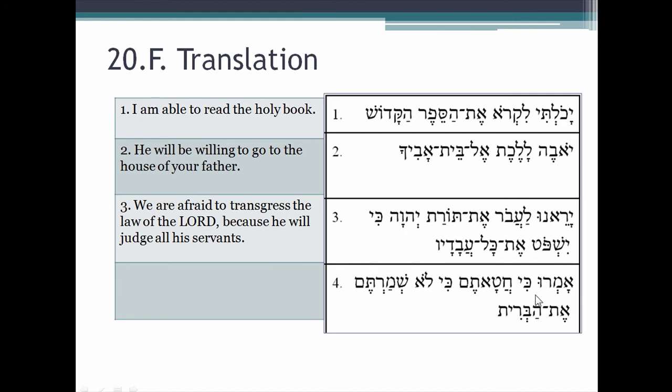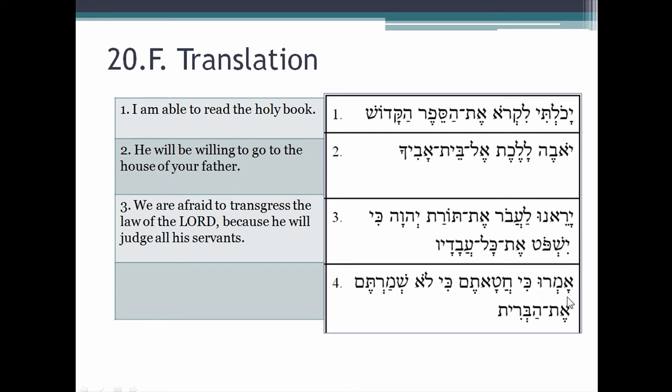Number 4, Amaru ki chatatem ki lo shamartem et haberit. So let's go up here. We have a verb form in lead position. We do not have a suffix situation because, again, we have the long U ending. That's going to tell us you would never have a kal imperfect with an aleph prefix in this ending. Okay, so we know that this is going to be a perfect form. This is going to be a third common plural form.